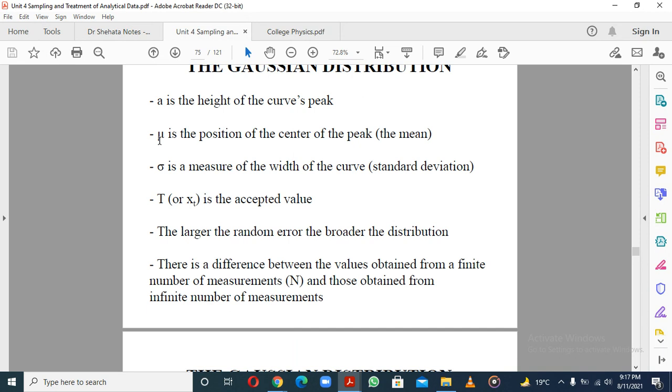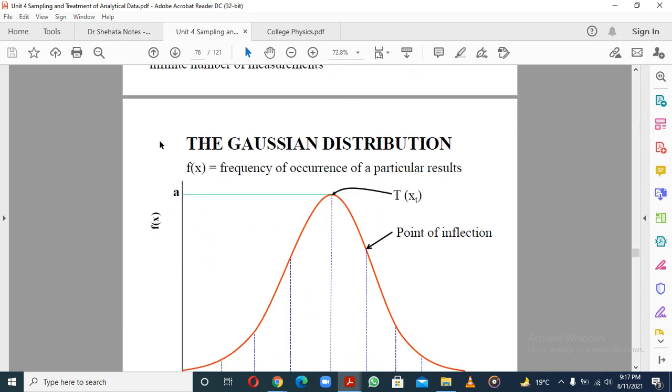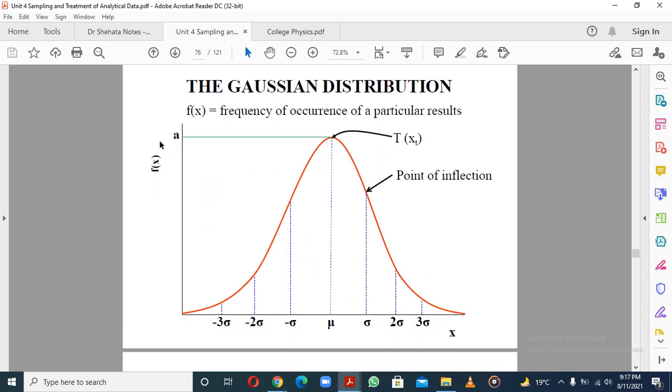Now, there is a difference between the values obtained from a finite number of measurements and those obtained from an infinite number of measurements, and we'll look at it. But for now, this is just the Gaussian distribution. So you see that there will be the mean value, and on the y-axis, those are the different values that you'll be getting, and then you are going to have the mean, and all those values. So that's that.